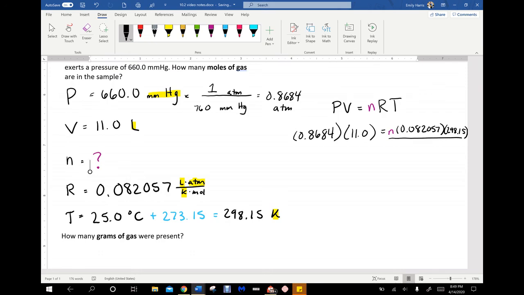All right. So now, again, if we want n by itself, we need to do the opposite. Since we're multiplying by R and T, we'll divide both sides by those values to get n by itself and allow us to solve. Okay, so we'll go ahead and do that. Some long numbers to write out, but that's okay.